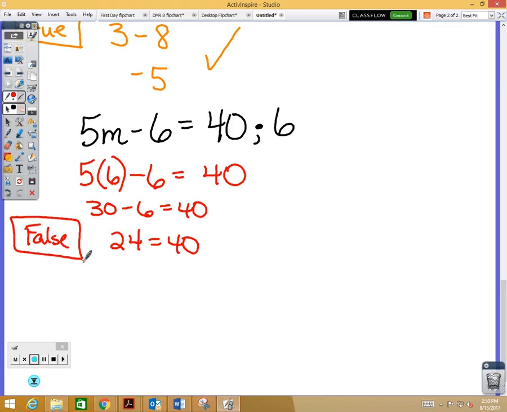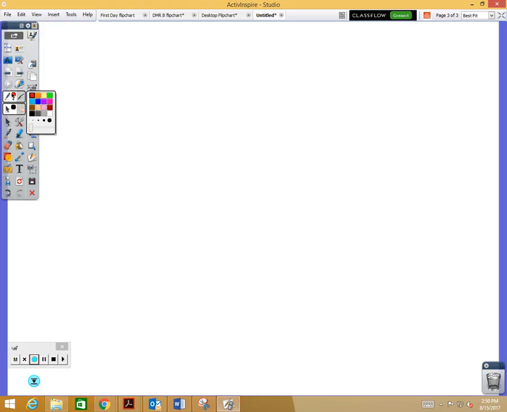Do we feel okay about saying if something is true or false? Wonderful. Easy peasy. Good. What if you had to write the equation? We're going to write the equation.